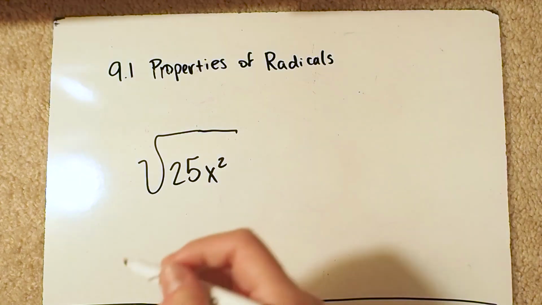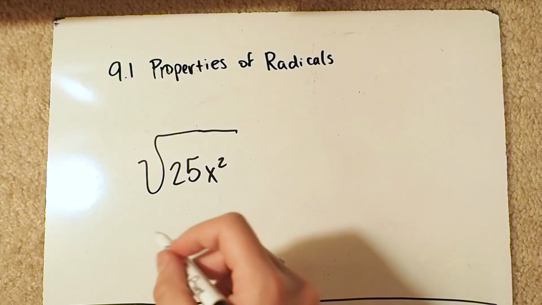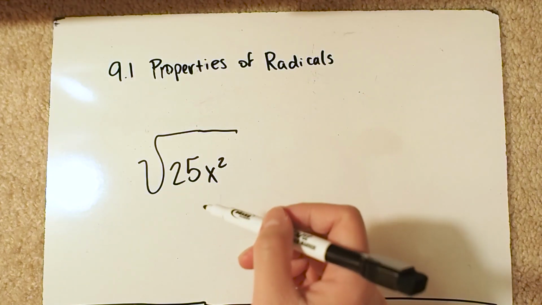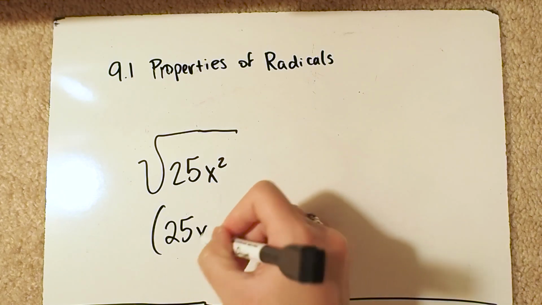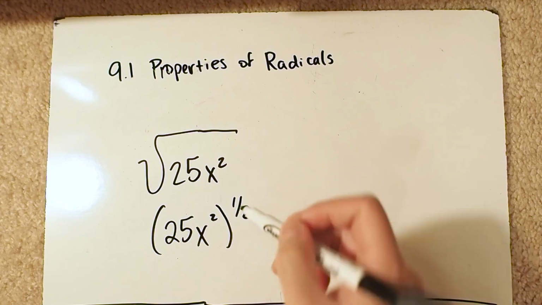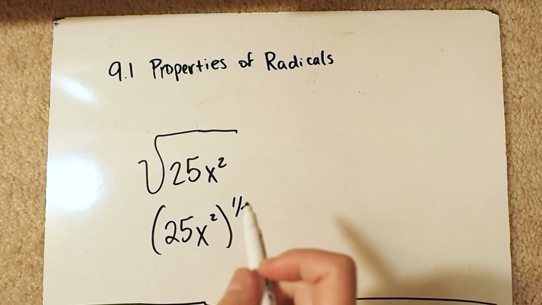Okay, here's an example of a radical. We have to remember that if we have the square root of 25x squared, another way of writing that would be 25x squared to the 1/2. This will be important later, so just hang on to that thought.